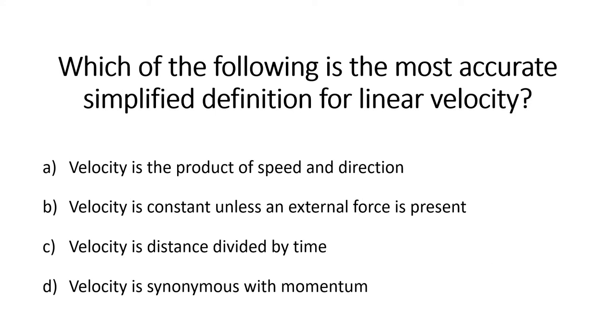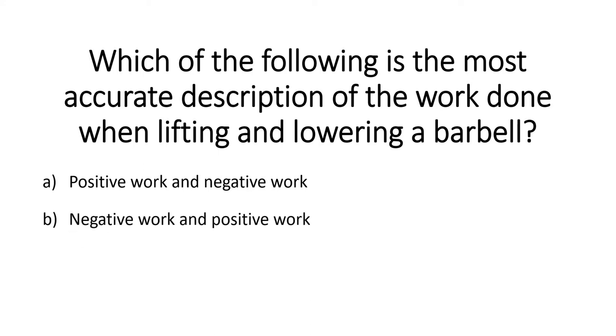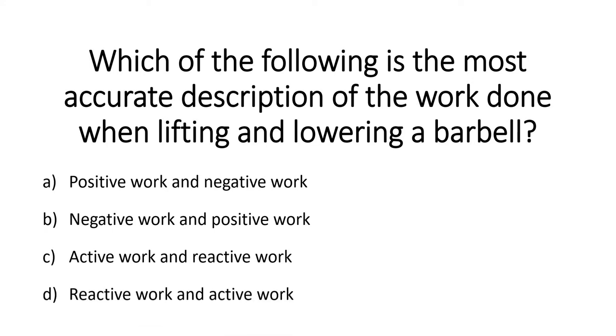Okay, moving on. Which of the following is the most accurate description of the work done when lifting and then lowering a barbell? Let's say you're doing a barbell curl. So you lift it and lower it. What sort of work is done? Is it A, positive work and then negative work? B, negative work and then positive work? C, active work and then reactive work? D, reactive work and then active work?